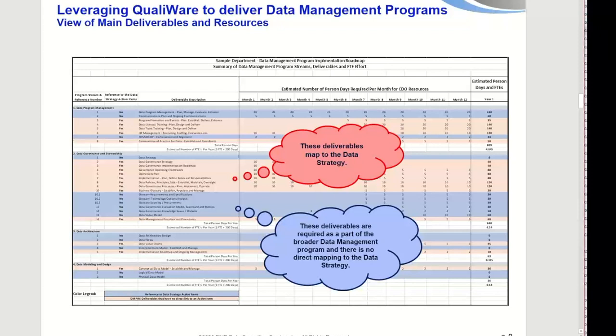For example, DAMA particularly expects software just to miraculously show up, whereas in our world, we have to do specifications, we have to do procurement activities and things like that. So the holistic set of deliverables here would give us not only the capability to implement the data strategy, but to implement the broader data management program. And that's what the colors show, is that sometimes they map, sometimes they don't.